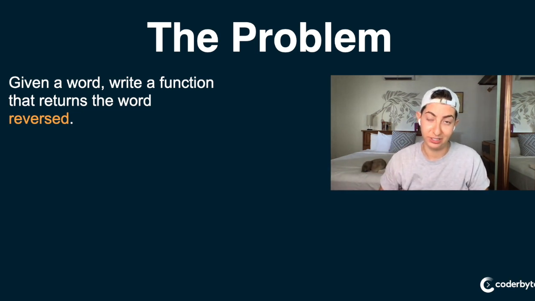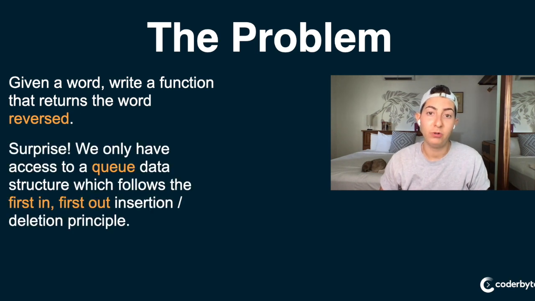But this is going to have a little bit of a twist. Surprise, we only have access to a queue data structure, which follows the first in, first out insertion and deletion principle. So we don't have access to a stack. Essentially a queue is similar to when you get in line at a store. Whoever gets there first gets served first. And that doesn't help us in reversing anything, because whatever we put in, we're going to get out in the same order that we put it into the queue, right? So that's the twist here. Let's jump right in and I'll show you how we can solve this.